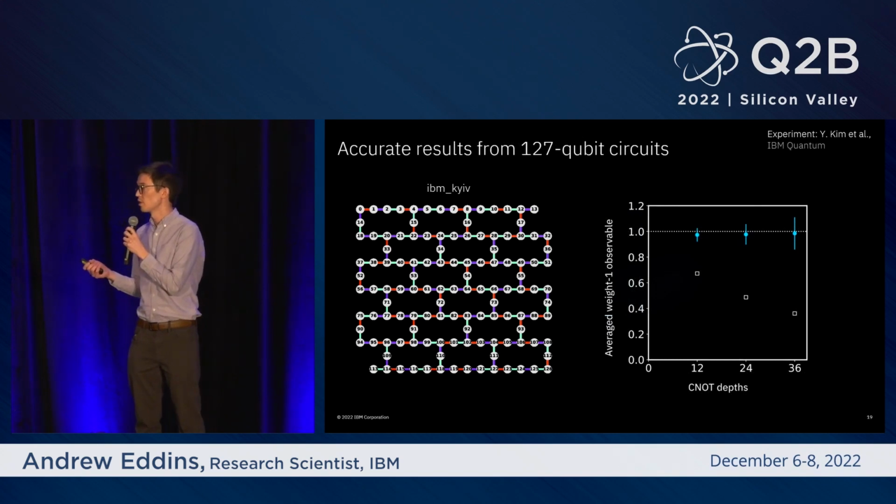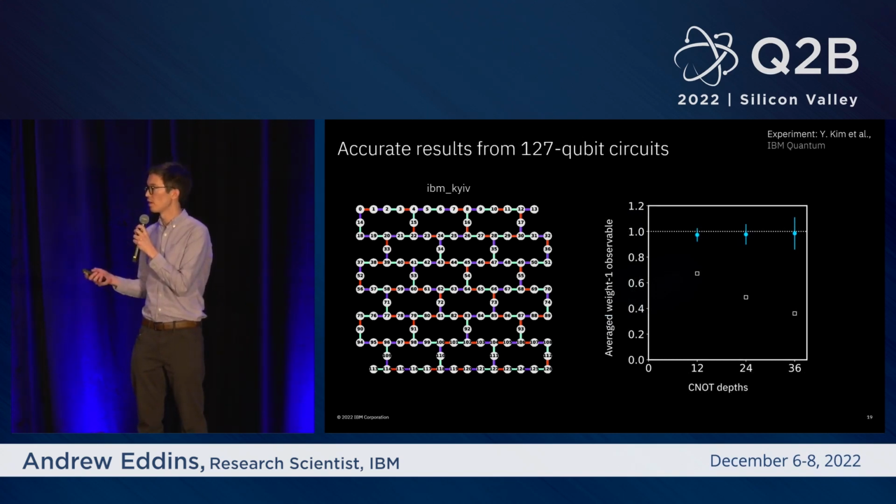So here are some results running on the IBM Kyiv Eagle processor. At right, we're looking at the averaged weight 1 observable. We measure sigma x on each of the individual 127 qubits, average those results, and plot it here as a function of the CNOT depth. So we're looking at 12, 24, or 36 layers of CNOTs across all of the device.